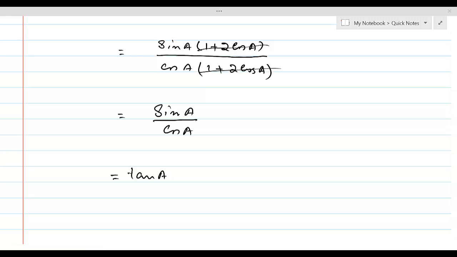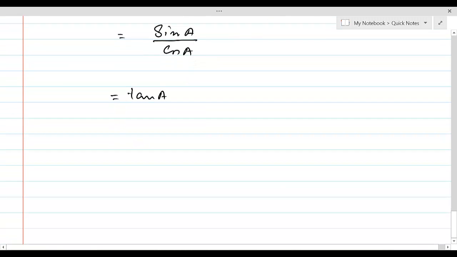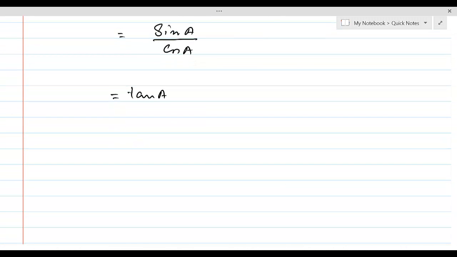Now let's take a look at the next question, where we are required to express cos raised to power 4 theta in terms of cos, but without any power. The power must be 1, and we are allowed to have multiples of theta instead of powers. So let's see how we can do that.